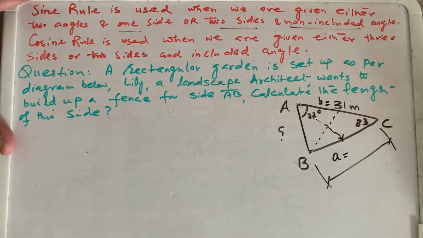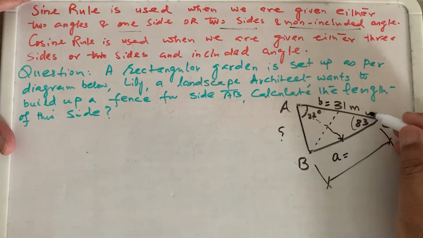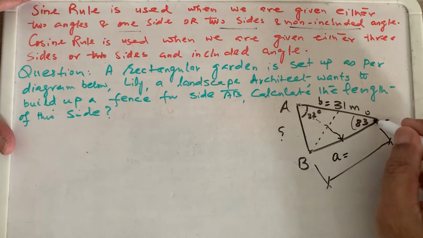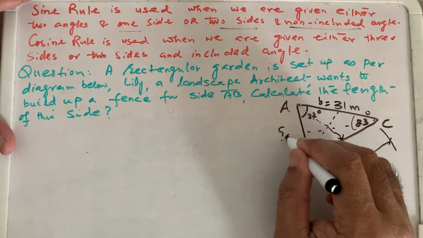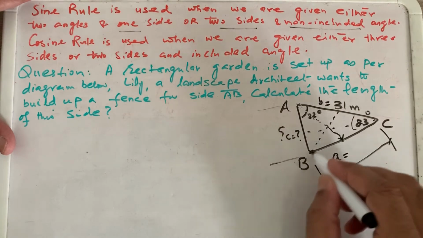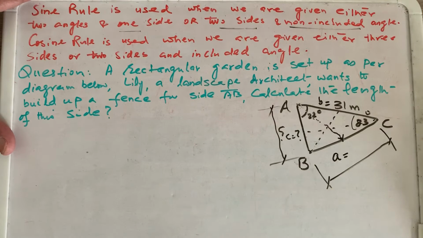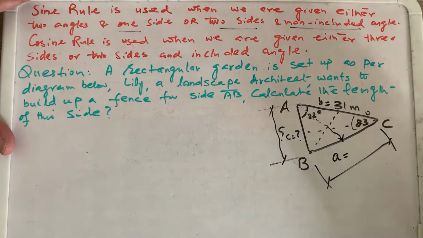So we have to set up the letters on the triangle as per our formula, right? So this angle C is capital C, 83 degrees, and the side opposite to it is small c. This small c is unknown, which is the length of AB. And we need to know the length of side AB to make the fence, right? So architect Lily is looking to find this side of the triangle, which is AB.